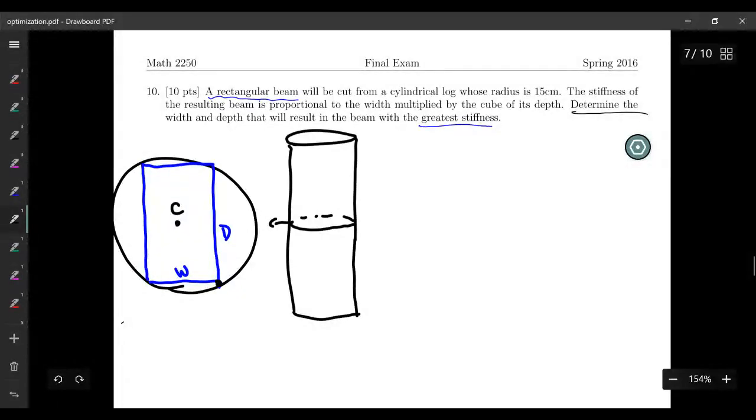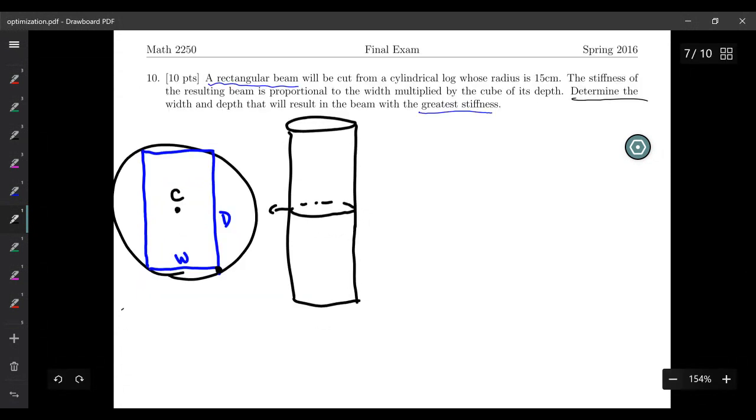All right, we're looking at our next optimization example. It says a rectangular beam will be cut from a cylindrical log whose radius is 15 centimeters. So we've got a cylindrical log, and I did a cross section here. The stiffness of the resulting beam is proportional to the width multiplied by the cube of its depth. So W for width, D for depth. Determine the width and depth that will result in the beam with greatest stiffness. So we are maximizing this.